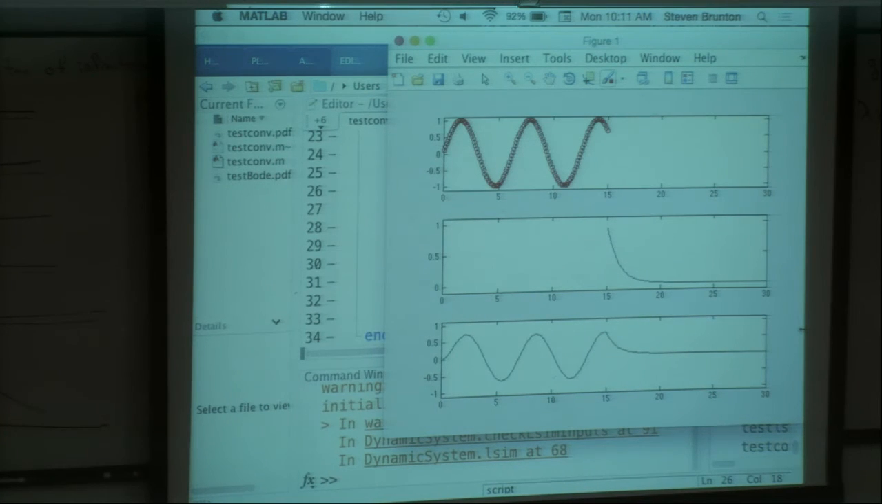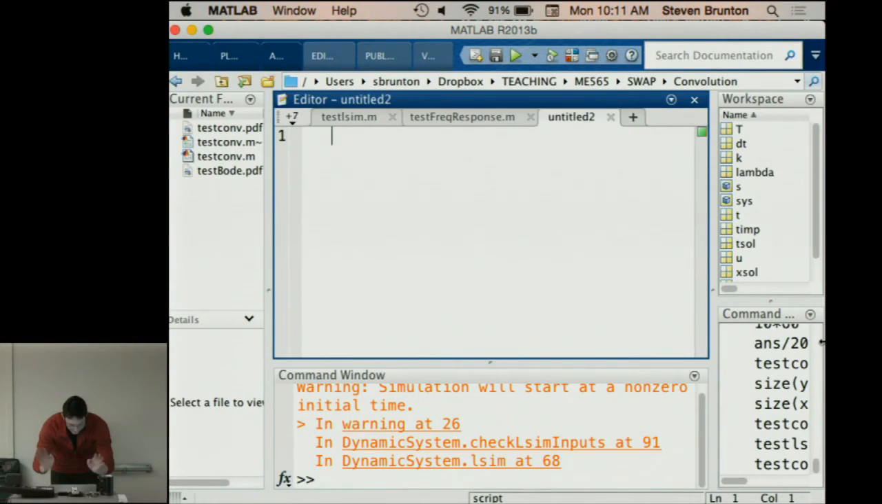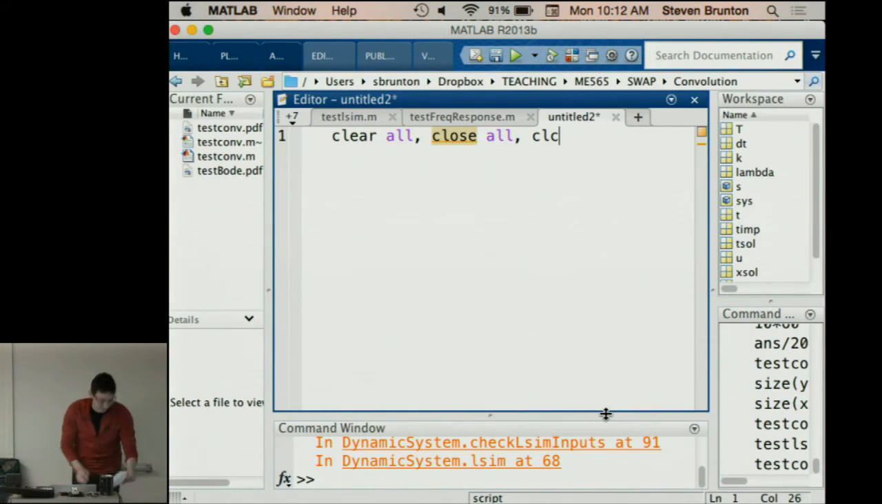Does anyone want to see how I actually went through and wrote this code? Yeah? Yes, good. Okay. I was afraid everyone was going to say no. Okay, so let's clear all, close all, clc. This will be the last thing I do today, I'm quite sure. Well, it's the last thing I do in this class today, hopefully.